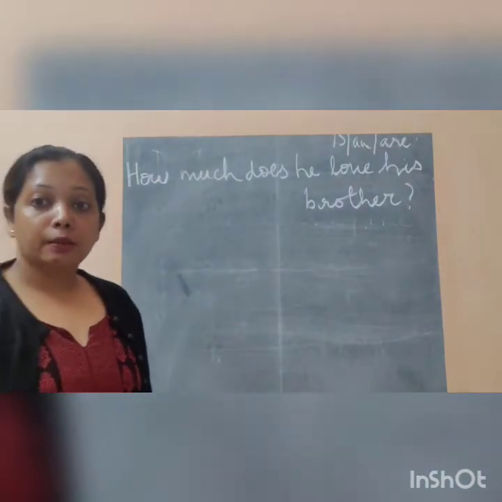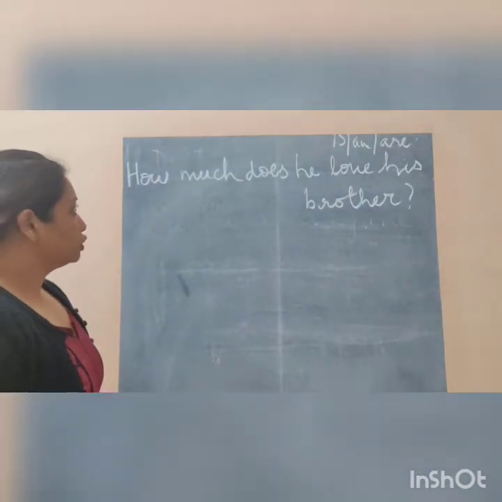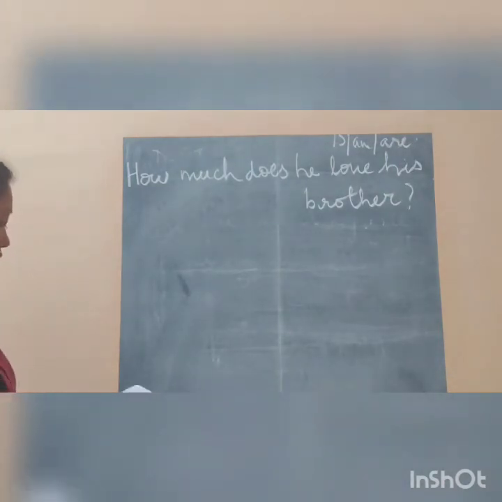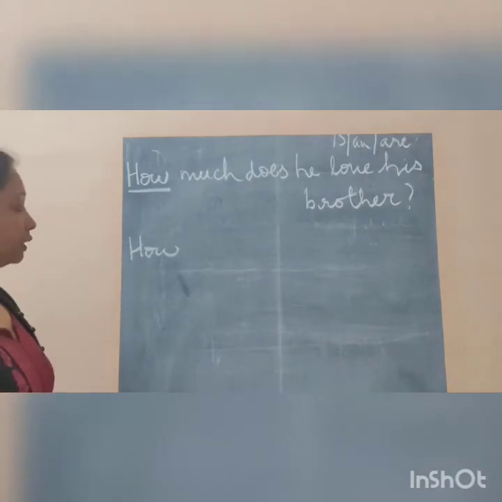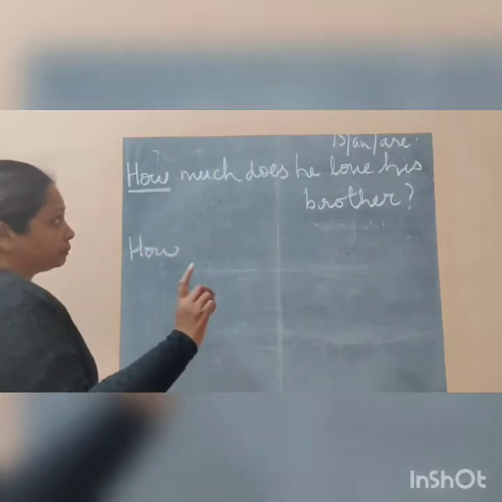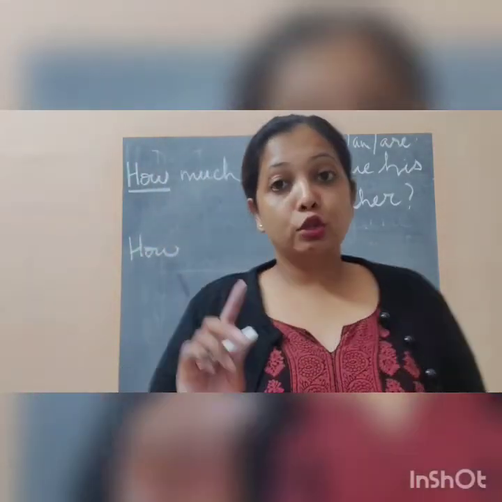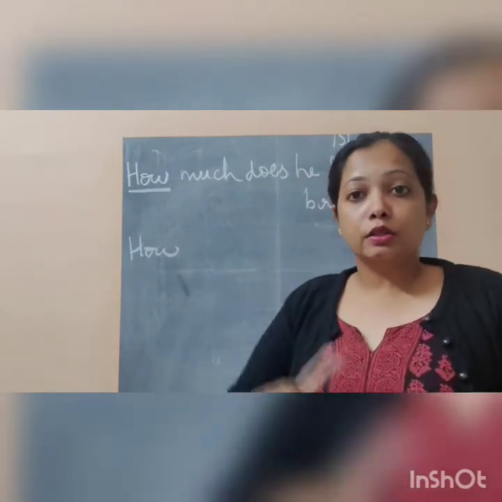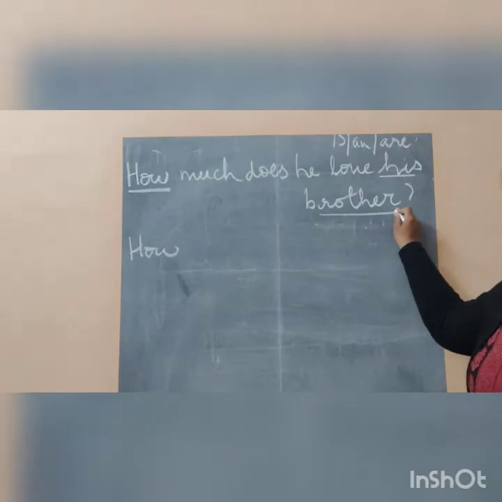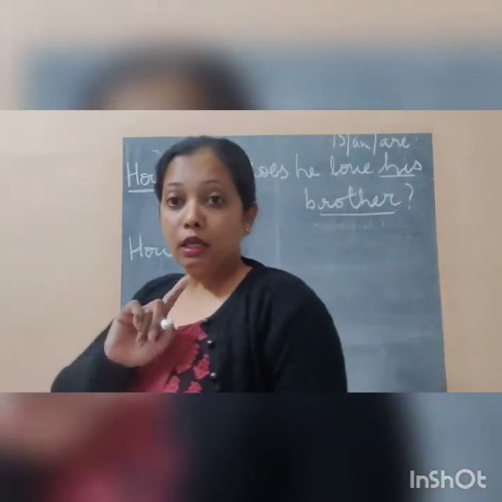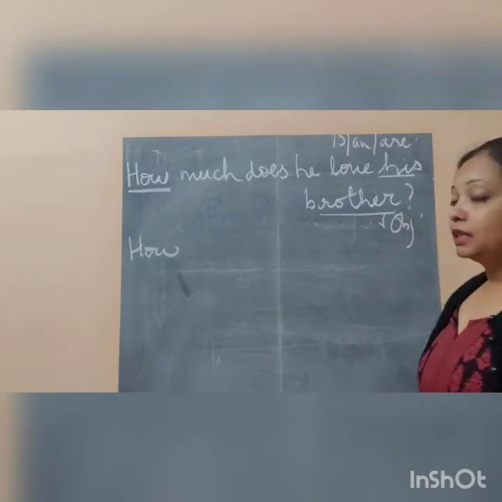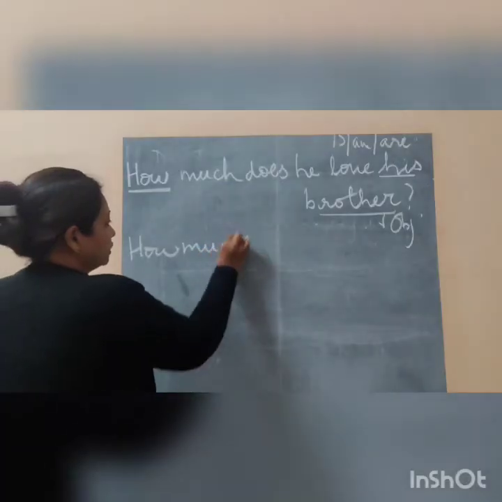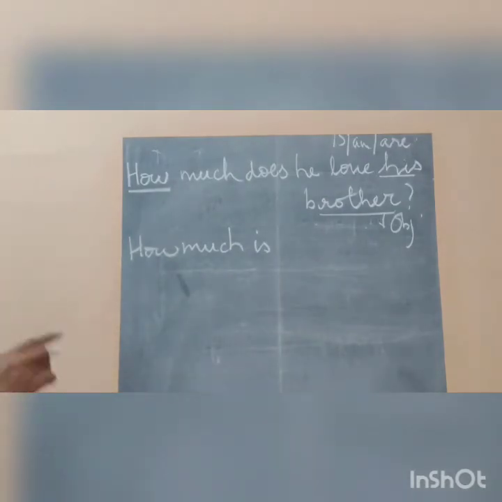So let's identify the subject, verb and object. So now you can see how much does he love his brother. Now you all know that "how" will be copied as "how". It's a question interrogative. Now we have to identify, to put in is, am, are, whether it is singular or plural. Now when we talk about his brother, that means one, singular. Okay. So the object, his brother, is a singular. So we will be writing here "how much is".